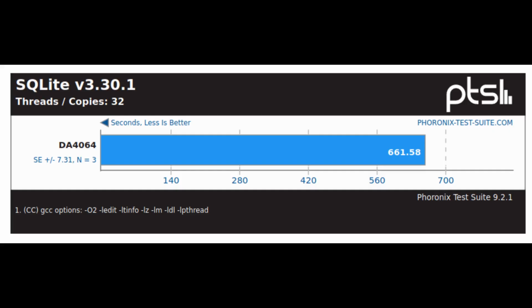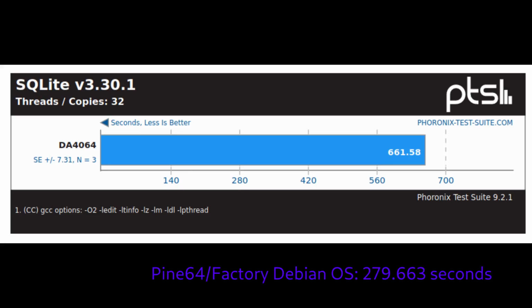For the next disk test, I ran SQLite under 32 threads. Under Manjaro ARM, we got the test completion at 661.58 seconds. Under the factory Debian, we got 279.663 seconds. So, again, more than double the length of time for Manjaro to complete this test.